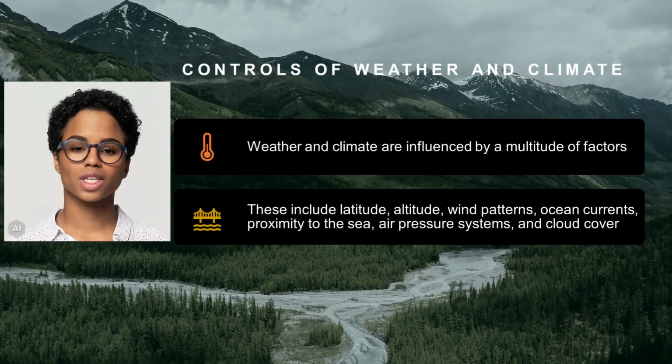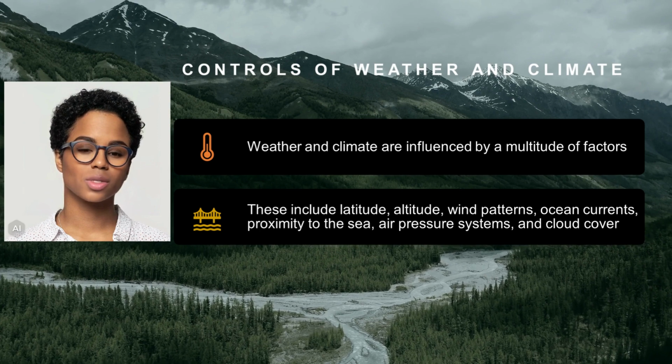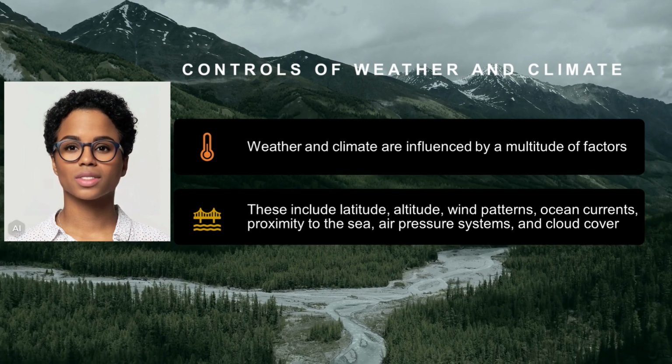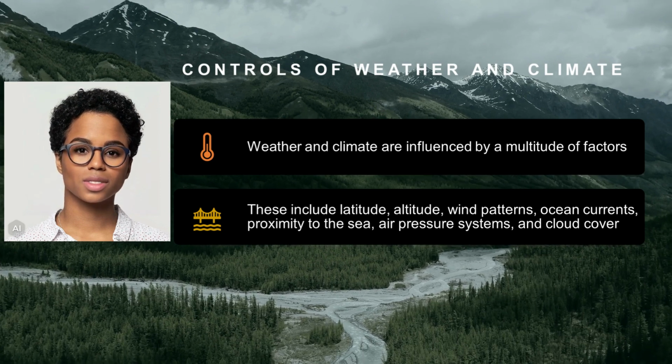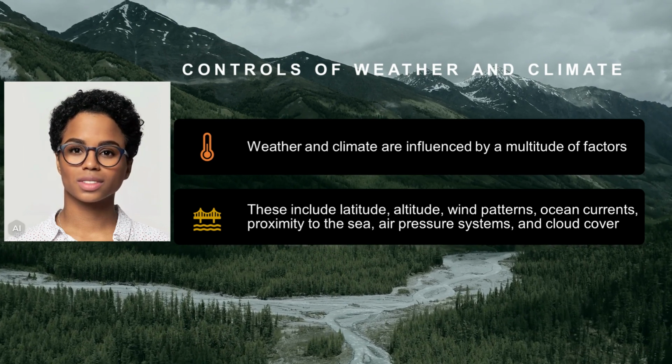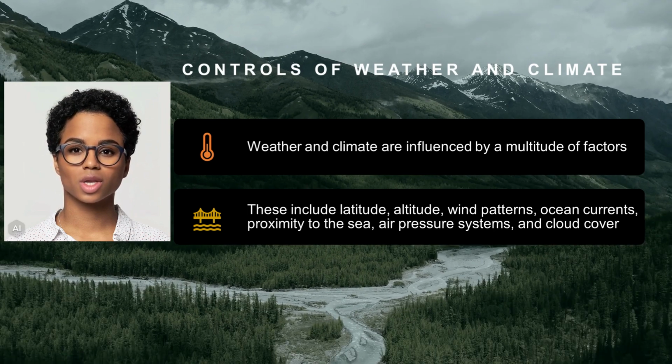Weather and climate are influenced by a multitude of factors. These include latitude, altitude, wind patterns, ocean currents, proximity to the sea, air pressure systems, and cloud cover. Together, these variables give rise to the diverse climates we observe globally.